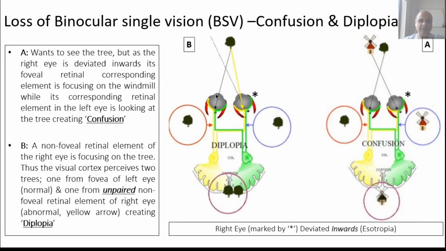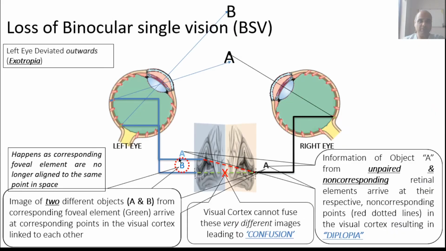There is a part of the deviating eye which is looking at the tree. It's just not the fovea, it's just another part. But this information is also going to end up on the visual cortex just at a different point from the information coming from the other eye. And since it's ending up at a different point on the visual cortex, which are non-corresponding to one another, they are not connected to one another. So the visual cortex thinks there are two trees. And since one information is coming from the fovea, that information would produce a very clear image. And the other image would be sort of blurry.